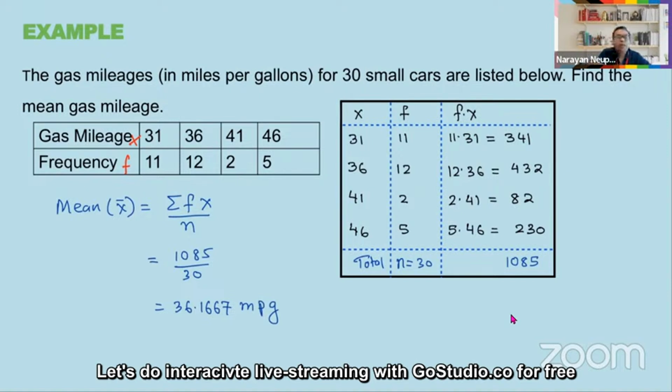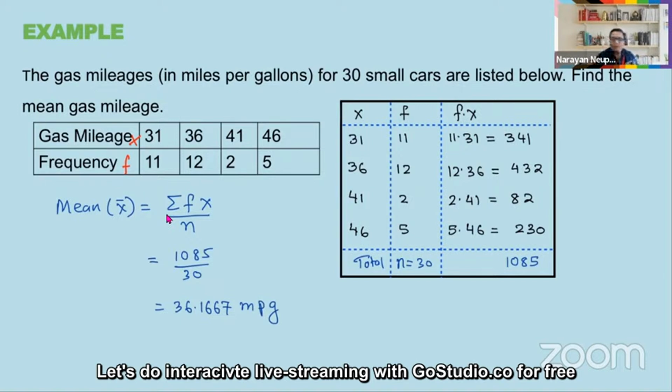You still have confusion? Let me know. This means the summation, Greek letter sigma. Sigma means summation. You are adding all this. That's the meaning of that. Yeah, summation. Okay, you can read it as summation or you can read it as sigma. That's a Greek letter sigma. You can say sigma fx or sum of f times x.